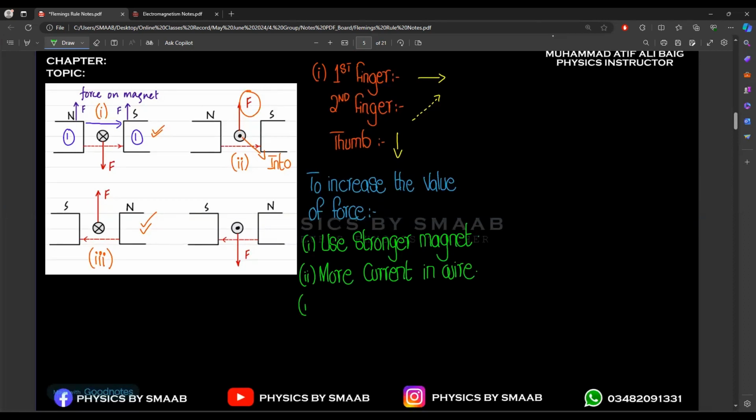And the third point, use a long wire, or increase the number of turns of the wire in the magnetic field. So you have to use a longer wire in the magnetic field.